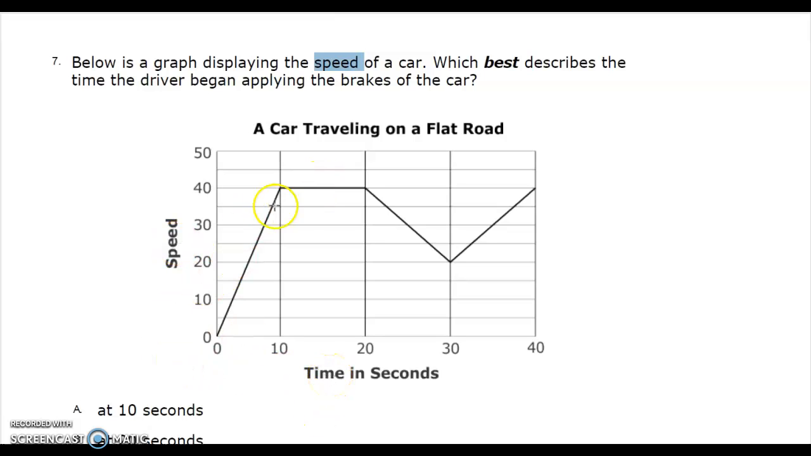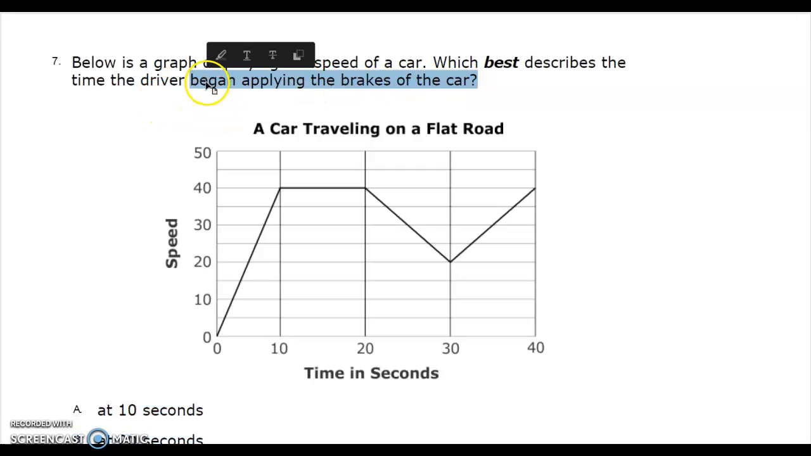So every one of these things means something different. This is no longer constant speed. This is acceleration. This is no longer at rest. This is constant speed. This is deceleration, not going back to the starting point. And this is acceleration, because remember, it's a speed time graph. What best describes the time the driver began applying the brakes of the car?